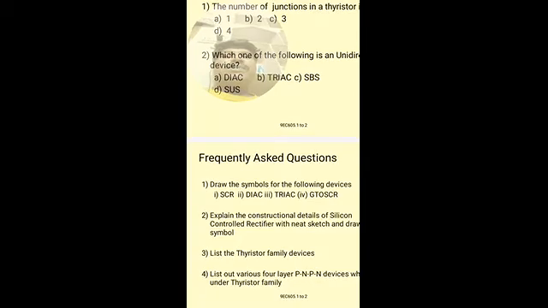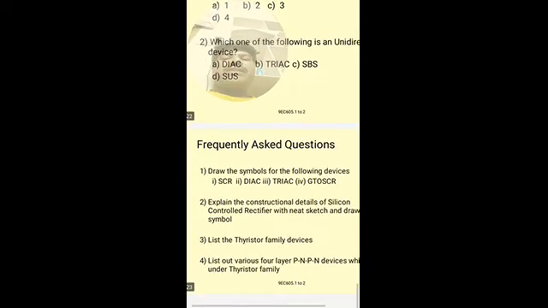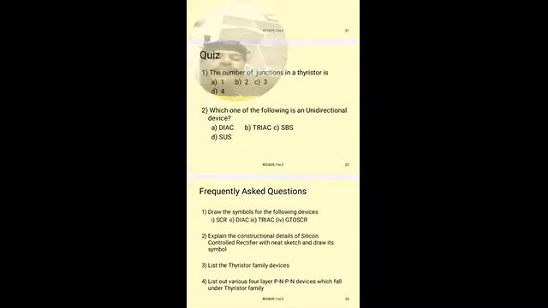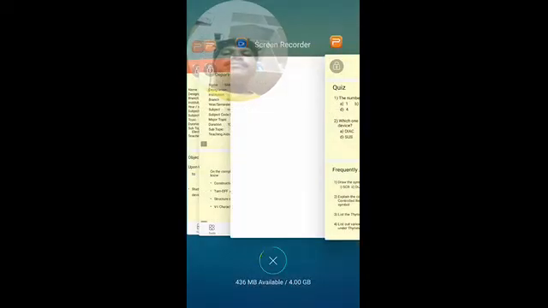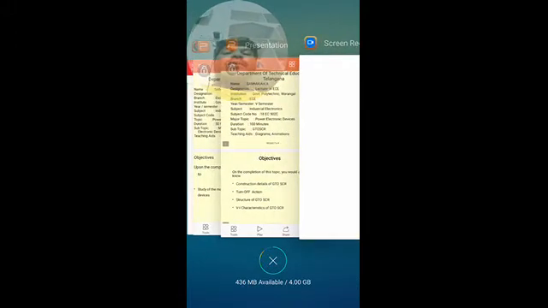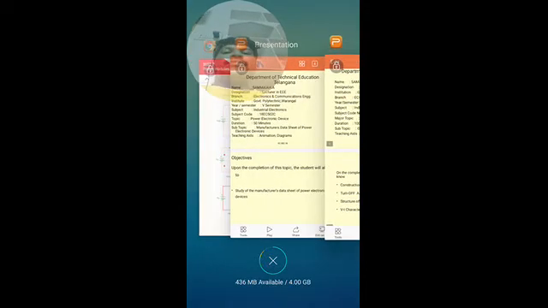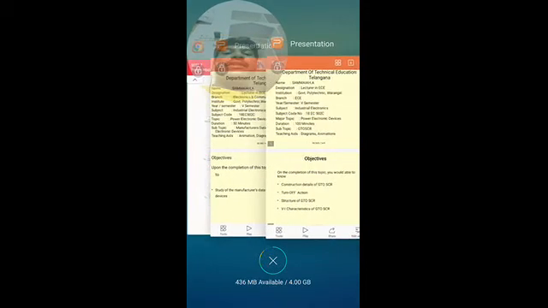The questions coming on this topic are: draw the symbols for different thyristor devices, explain the constructional details of silicon thyristor family devices, list the thyristor family devices. Now we will go to the thyristor ratings.